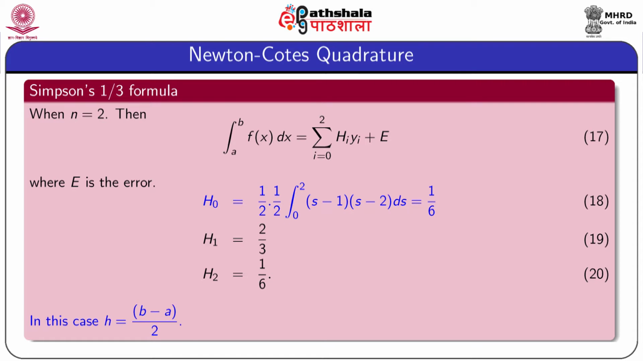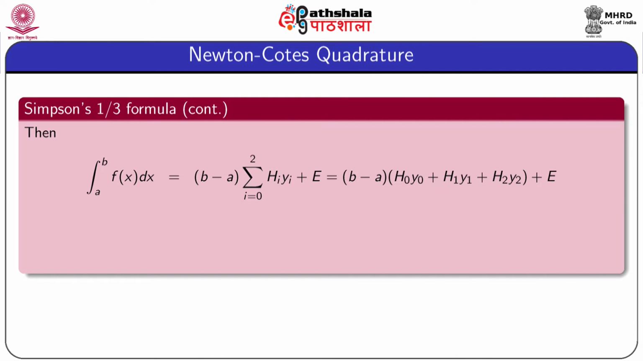In this case, h equal to (b minus a) by 2, that means the entire interval is divided into two intervals. Therefore, h is equal to (b minus a) by 2. Then integration a to b f(x) dx equal to (b minus a) into (H0 y0 plus H1 y1 plus H2 y2) plus the error term, and after substituting the values of H0, H1 and H2 we get the formula h by 3 into (y0 plus 4y1 plus y2) plus E, where E is the error occurred in Simpson one-third formula.